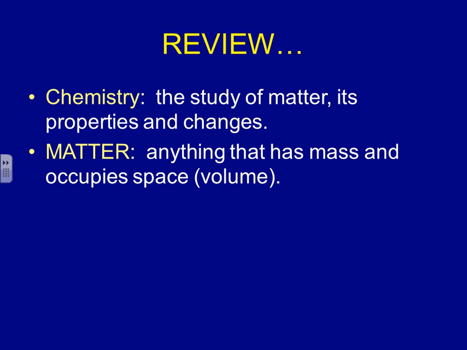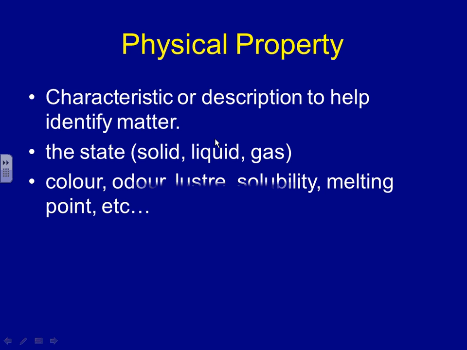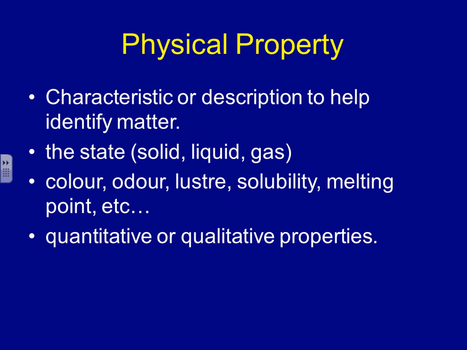So chemistry is the study of matter and its properties and its changes. Matter is anything that has mass and occupies space. We already know that. Don't write this down. All matter has physical and chemical properties, and that's important. So let's now write this down, and let's define these things, physical properties.